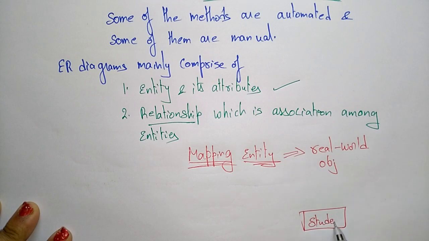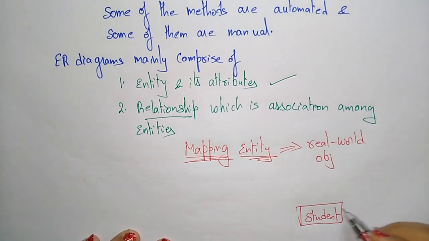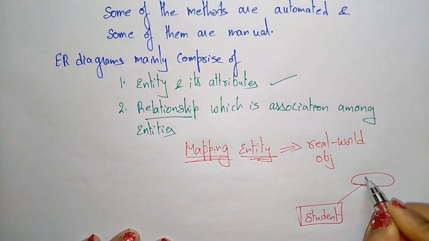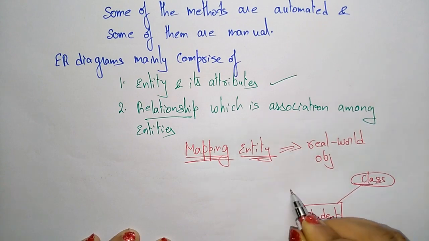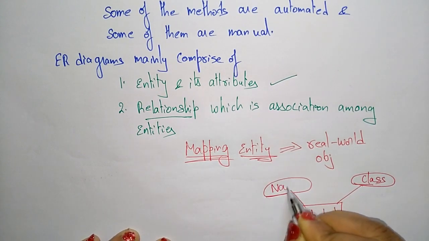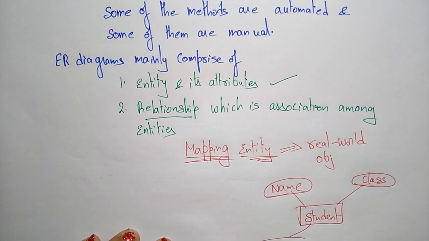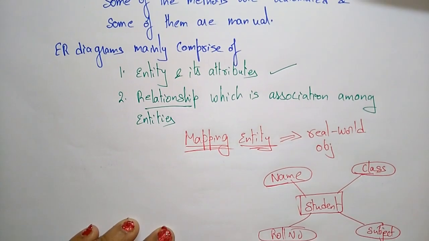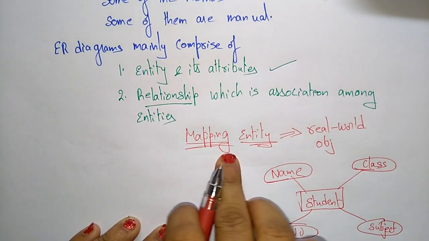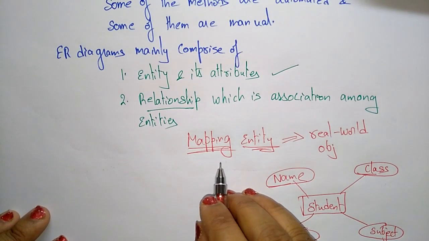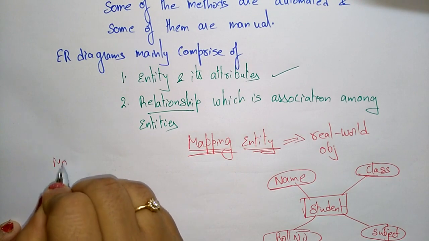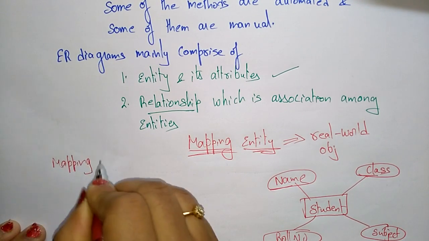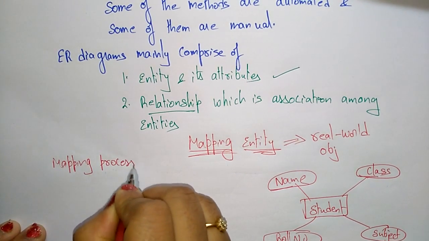student is the entity name, and here the attributes of the student are class, name of the student, and roll number, and the subject the student has. So these are the attributes for this entity. So when we come to the mapping entity, let me write the points for the process of this mapping entity.